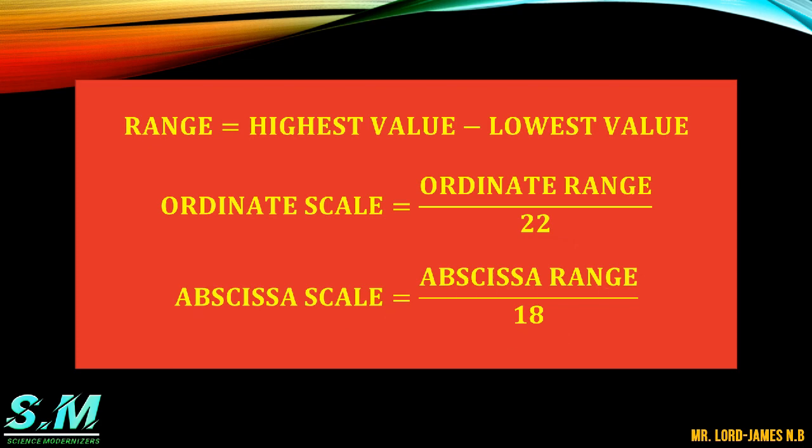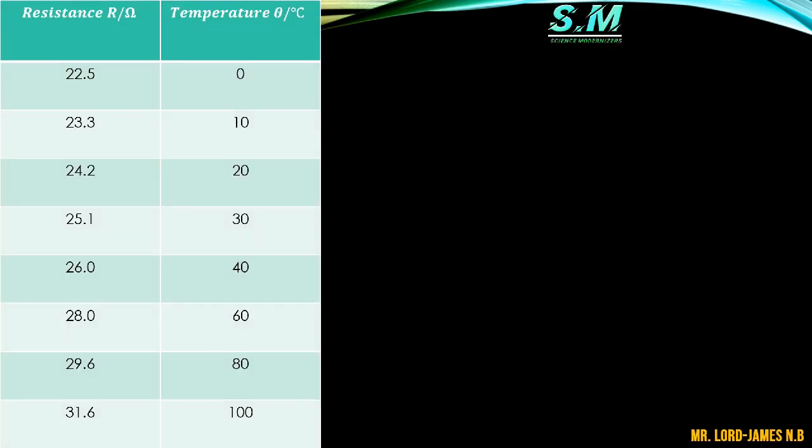by 18. Now if your graph paper has more than 22 boxes or fewer than 22 boxes, then you simply take the ordinate range divided by the number of boxes which you observe on the graph paper, and you take the abscissa range divided by the number of boxes which you observe on the graph paper on the x-axis. So let's take an example.